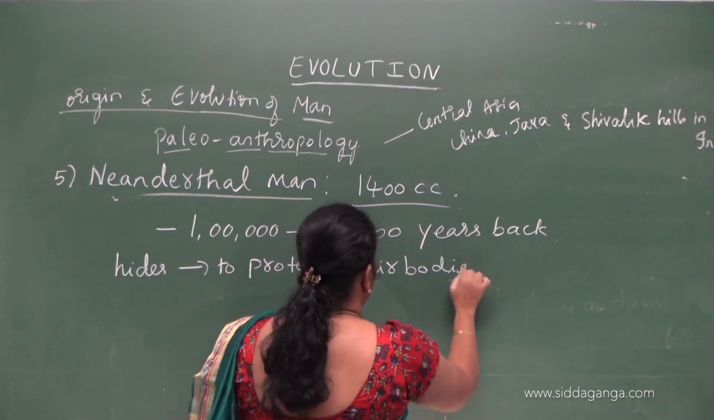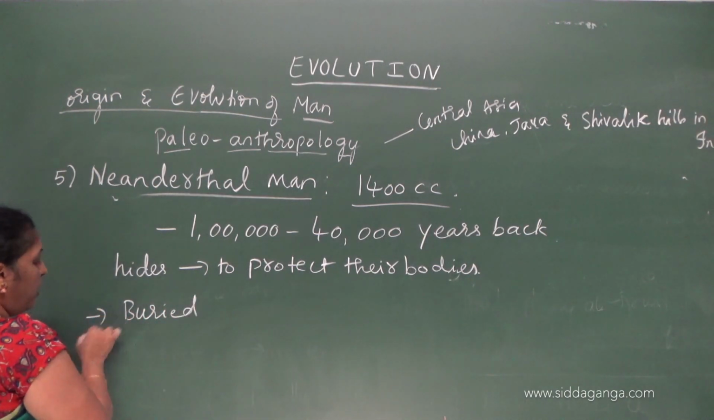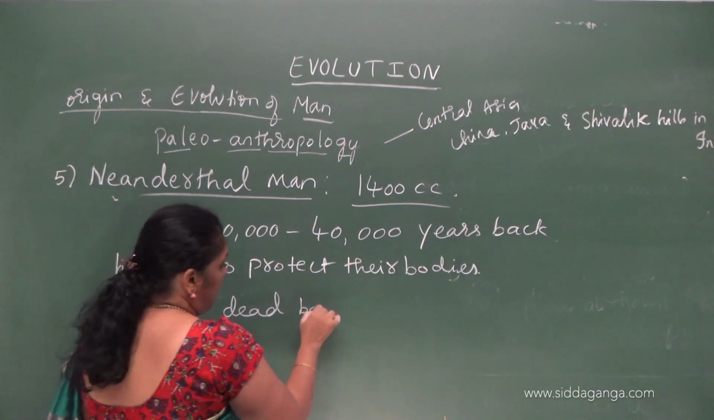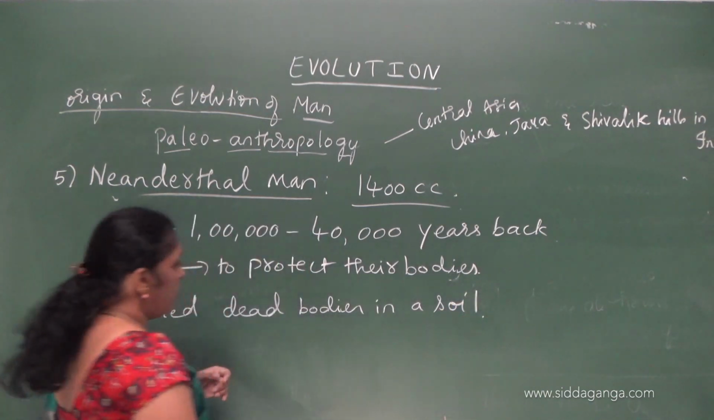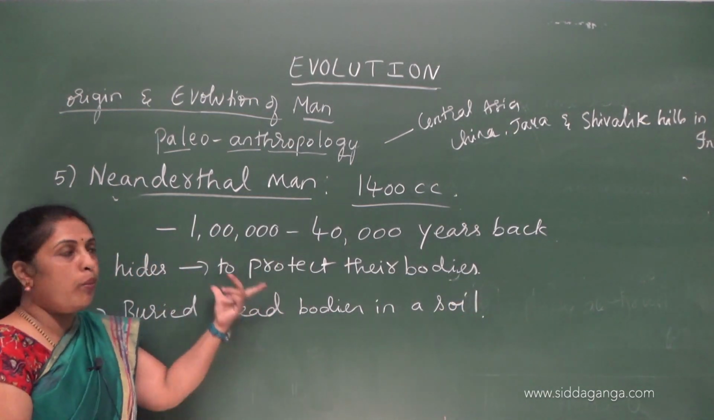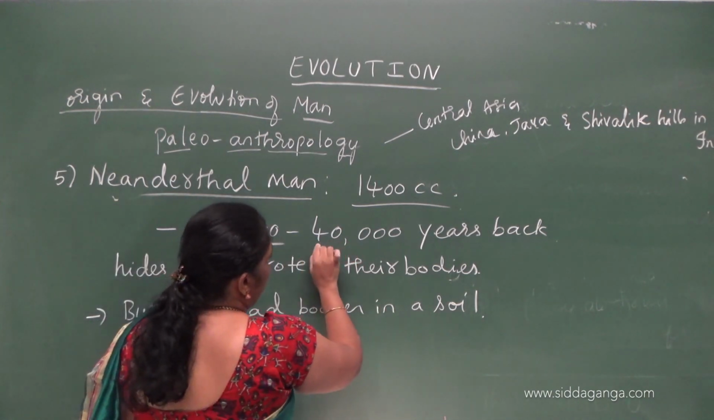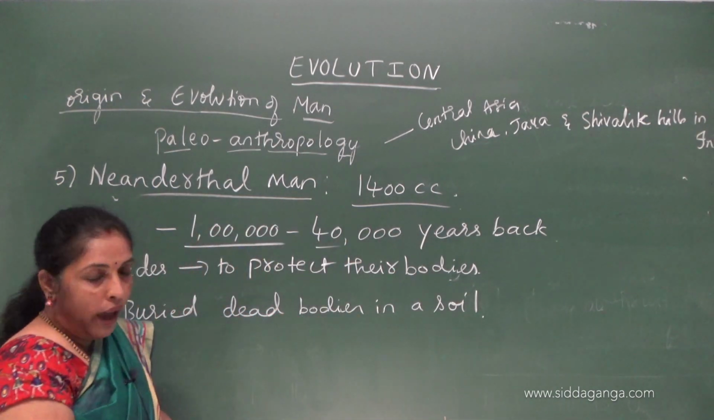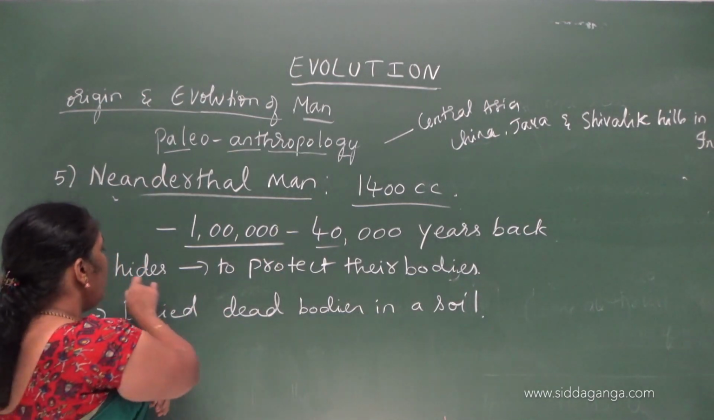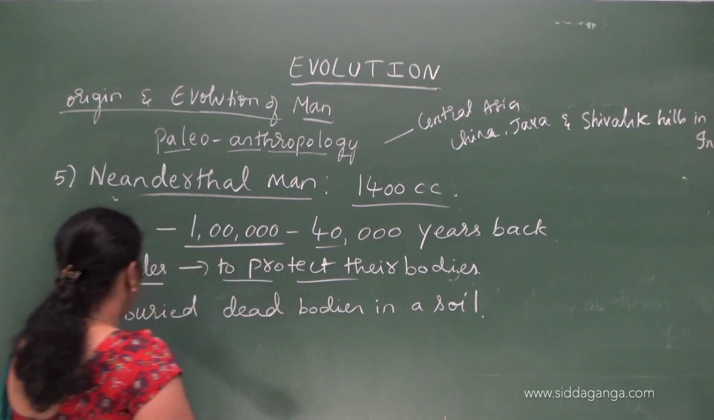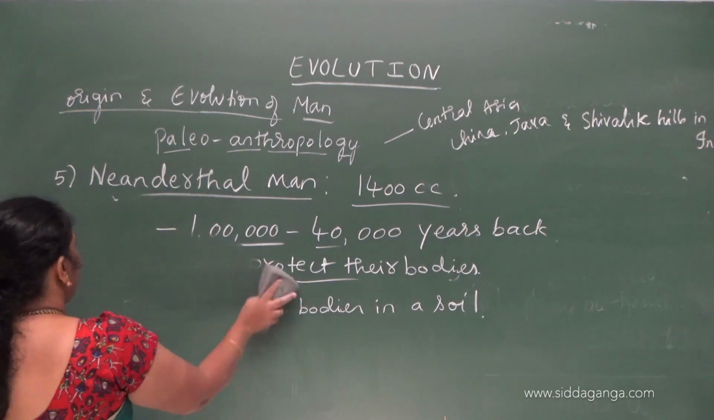To protect their bodies, and they buried. Another point is they buried dead bodies in the soil. So these two are very important points about Neanderthal man. They lived nearly 1,000,000 to 40,000 years back, and their brain capacities were 1,400 cc. They use eyes to protect their bodies, and they buried dead bodies in the soil. This is about the Neanderthal man.